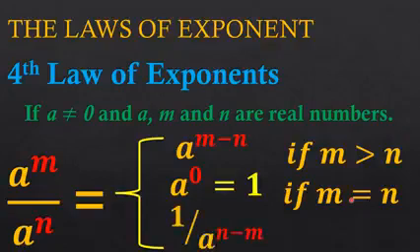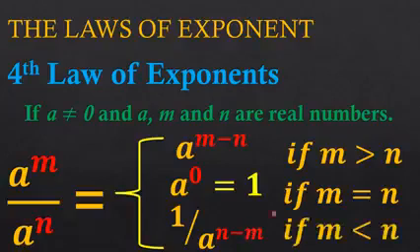So the answer is 1 if m is equal to n. Third, we have 1 over a raised to n minus m if m is less than n. Kung mababa naman yung value ng m, kung i-compare natin sa n, which is bigger, the answer is 1 over a raised to n minus m.